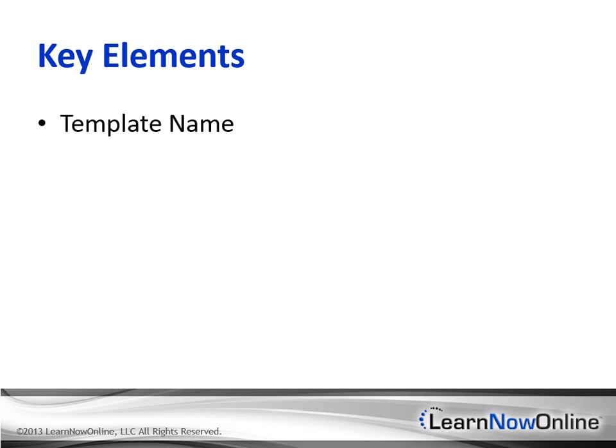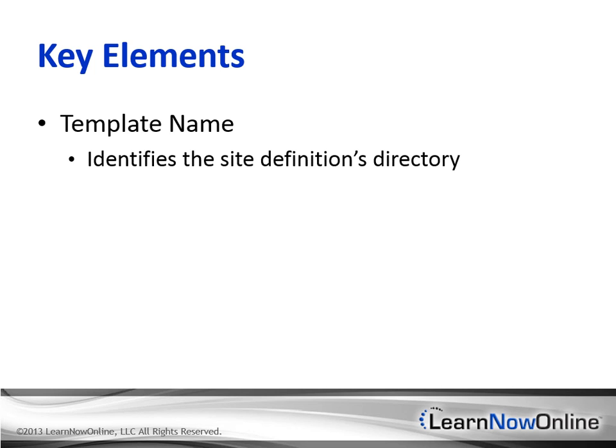So the key elements is each template element contains a name attribute with a value that matches the name of a folder in the 15 Hive template site templates directory, and then an ID attribute with an integer value that uniquely identifies a template on the server.